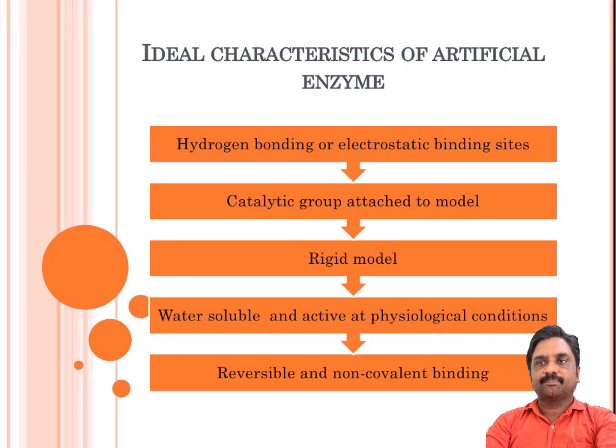viral infections. So for ideal characteristics of artificial enzyme, it should have hydrogen bonding or electrostatic binding sites. It should have catalytic group attached to model. It should have a rigid model, water soluble and active at physiological conditions, reversible and non-covalent binding.